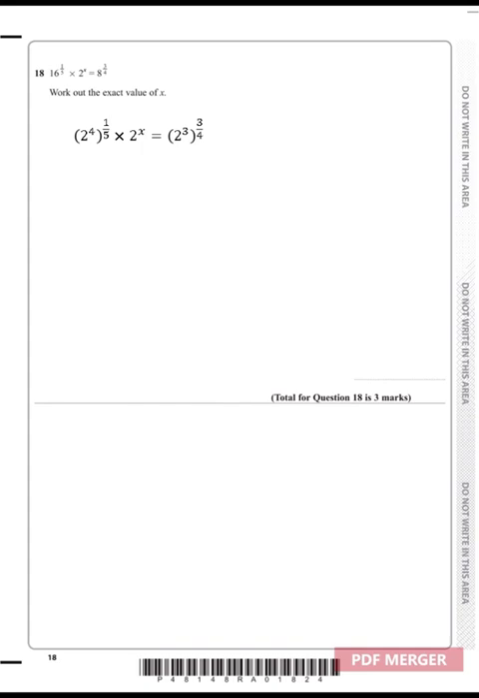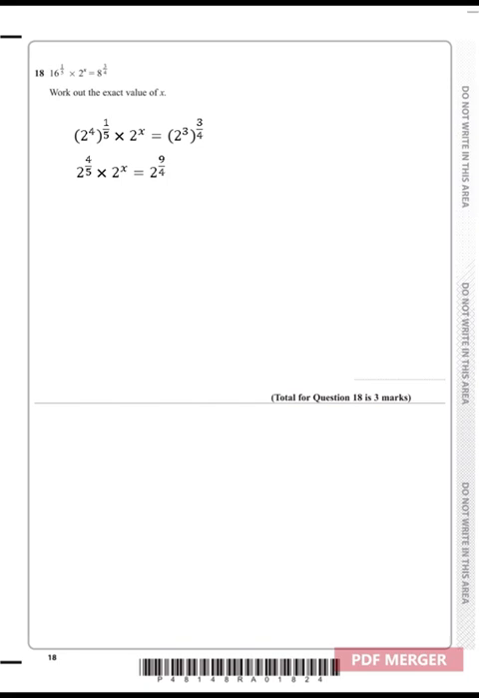So 2 to the power of 4, you multiply by a fifth, so 4 times a fifth is equal to 4 out of 5. For the right side of the equation, 2 to the power of 3 multiplied by 3 out of 4, so 3 times 3 out of 4 is equal to 9 out of 4. Notice that the bases are the same. It's in the form of 2 to the power of 4 out of 5, 2 to the power of x, and 2 to the power of 9 out of 4.